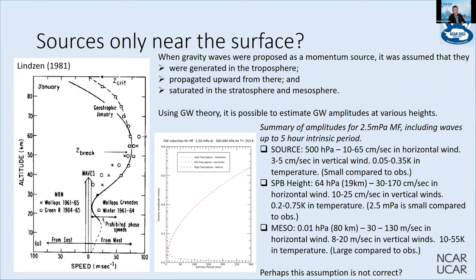But then when you repeat that calculation in the mesosphere, at about 80 kilometres, you find that you get horizontal wind variations between 30 and 130 metres per second, vertical variations between 8 and 20 metres per second, and temperature variations between 10 and 55 K, which are very, very large numbers and are not observed in that part of the atmosphere. So there's something about this assumption that doesn't seem quite right, the idea that these waves of 2.5 millipascals are propagating all the way up to the mesosphere.